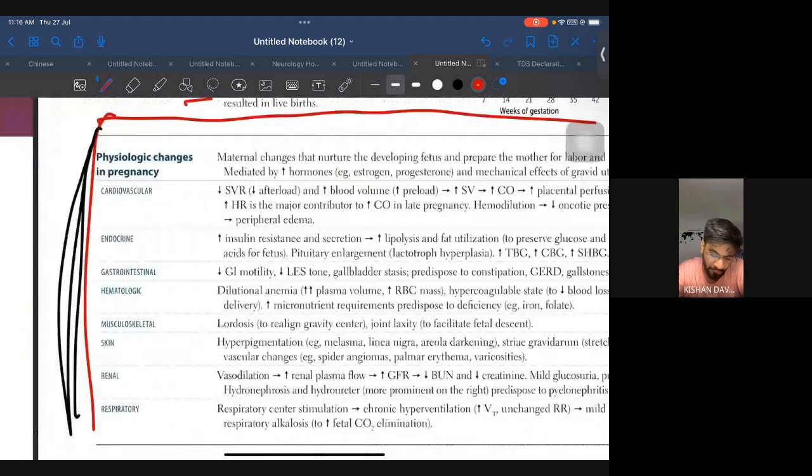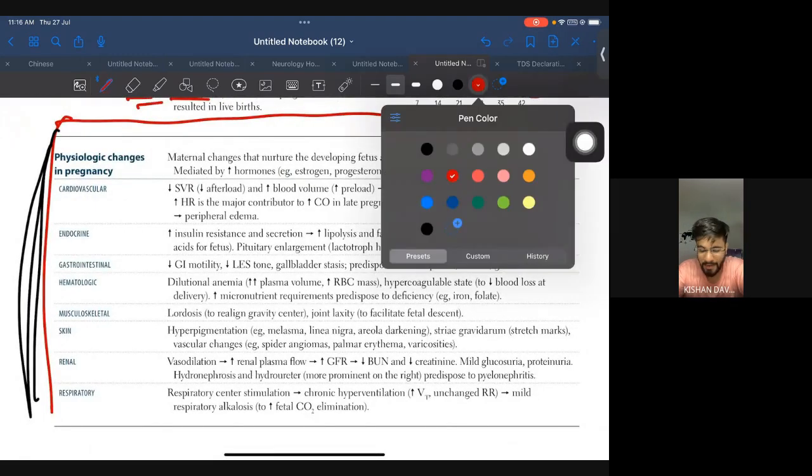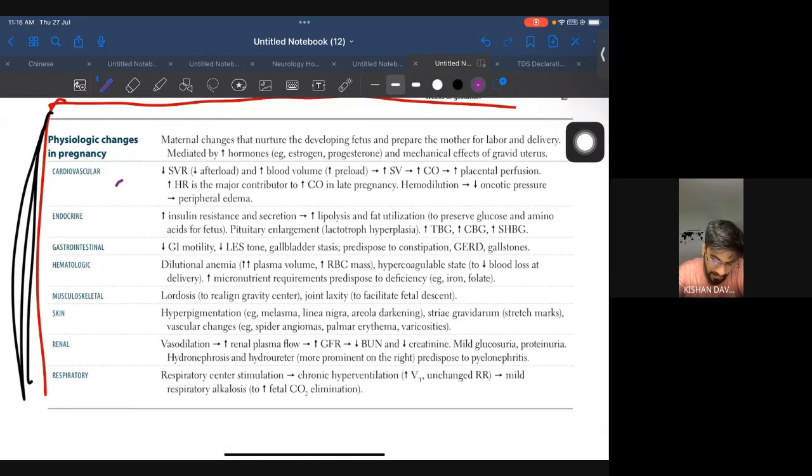Okay. Now physiologic changes. So many questions have been asked here. So each and every system is important. You should know the physiological parameters. So maternal changes nurture the developing fetus and prepare the mother for labor and delivery. Okay.